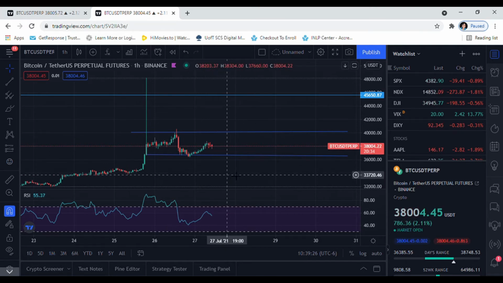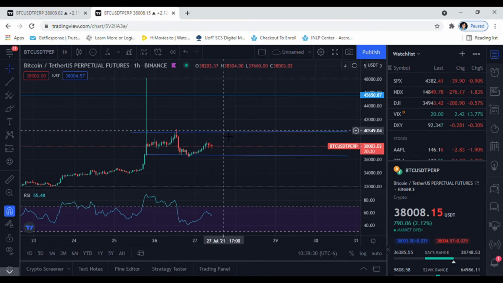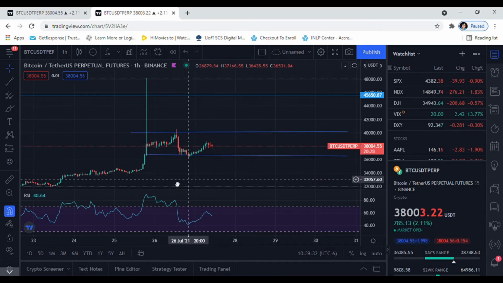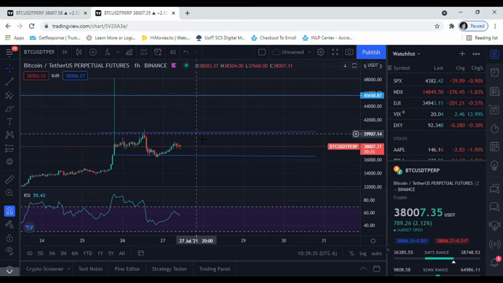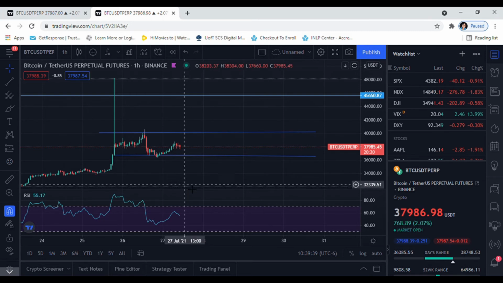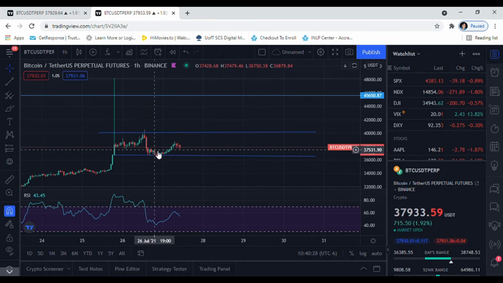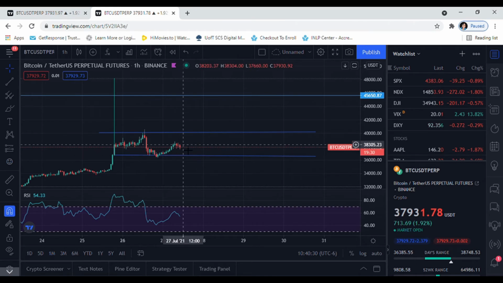Now, how do you know that the price got rejected at either support or resistance? For resistance, you can tell the price got rejected when the candle that touches the resistance closes at a red. That is a big sign of rejection, and you can confidently place your short there and take your profit out here.